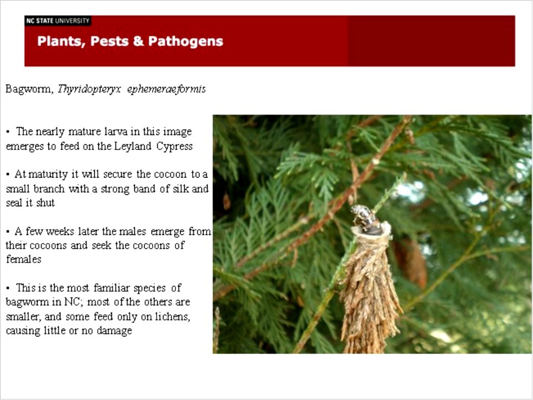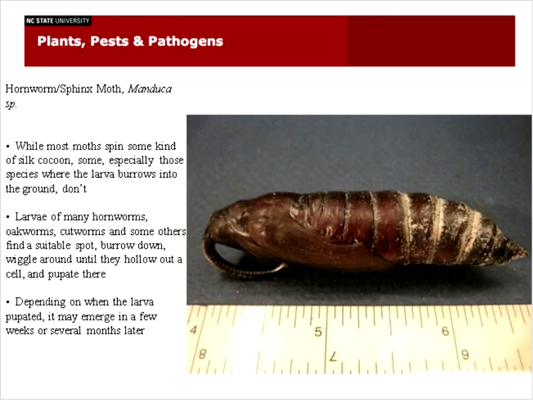Of the several species of bagworms present in North Carolina, this is probably our most familiar since it's the one most likely to become a pest on ornamental trees and shrubs. But we do have others, some of which are smaller and feed only on, for example, lichens growing on tree trunks, so they don't really cause any damage to plants of our concern.